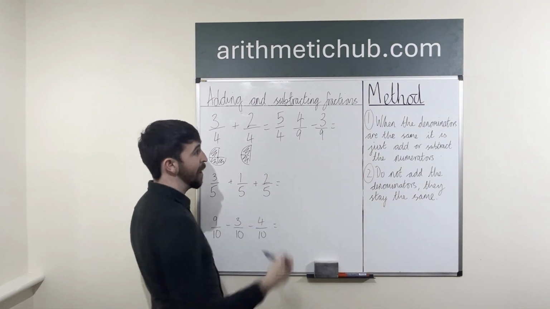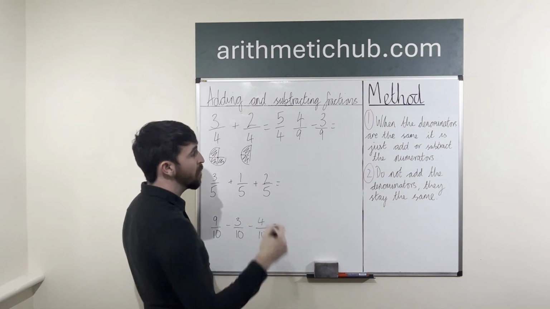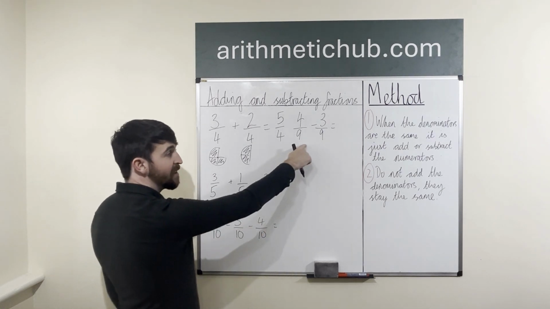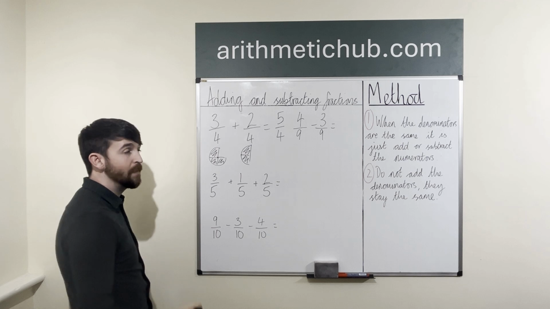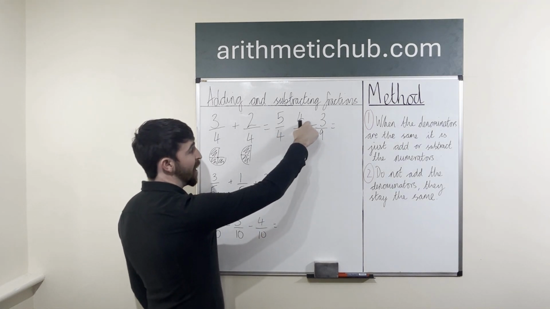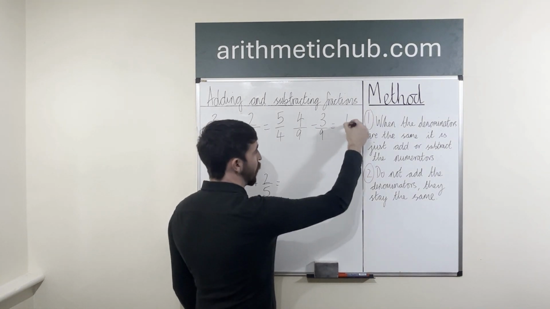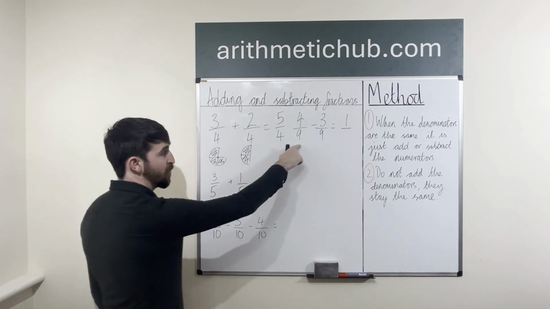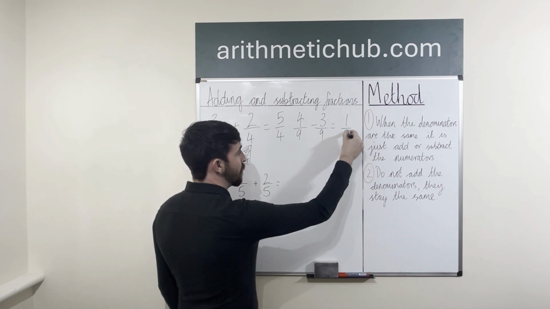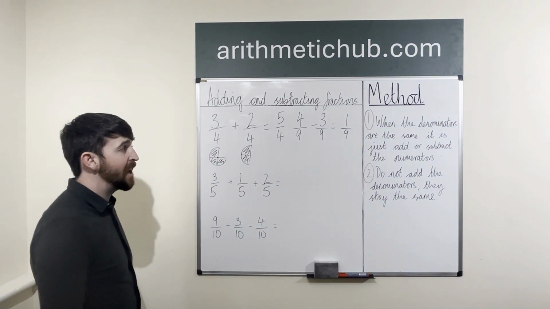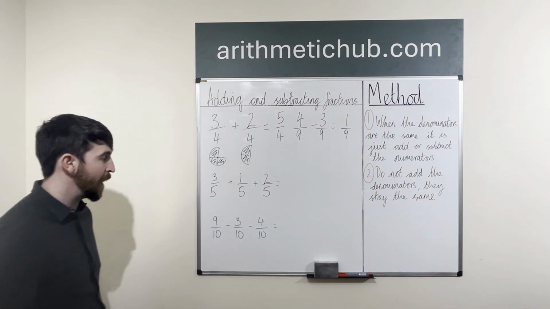That works with this one as well, where we've got 4/9 minus 3/9. The denominators are the same, this is in ninths, this is in ninths. So all we do is subtract the numerators. 4 minus 3 is going to give us 1. We don't do 9 take away 9 because that would leave us with 0. The denominator just stays in ninths. 4/9 minus 3/9 is going to give us 1/9. Nice and easy.